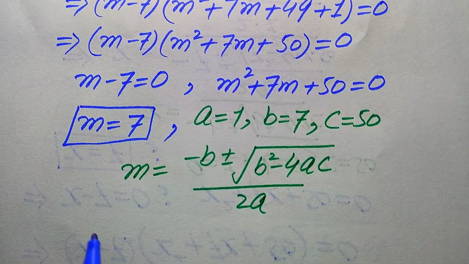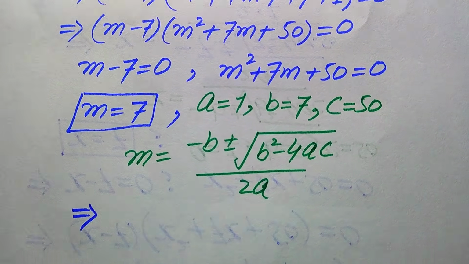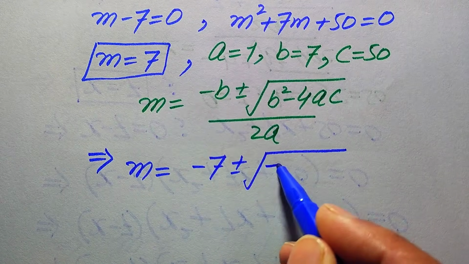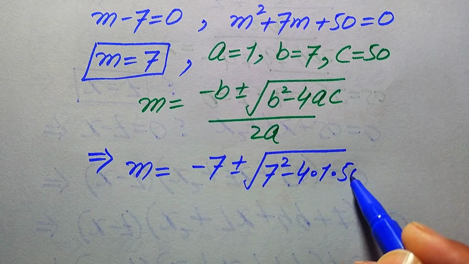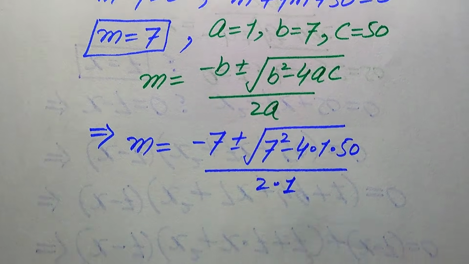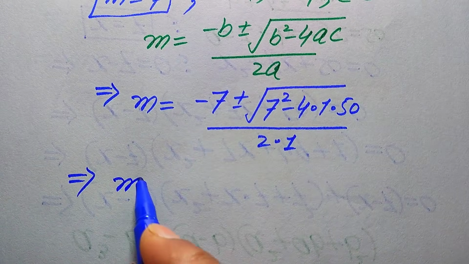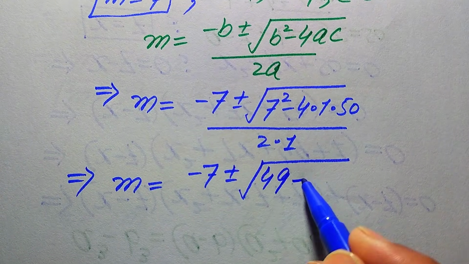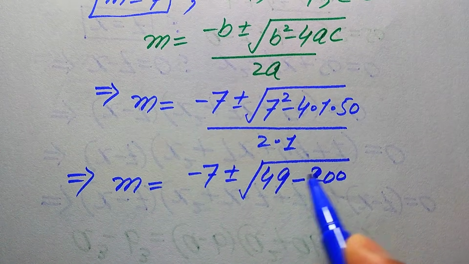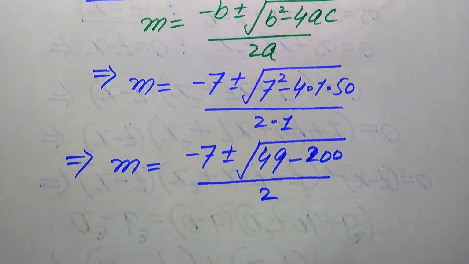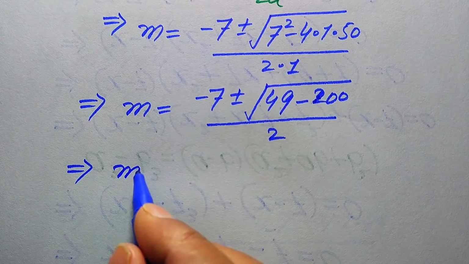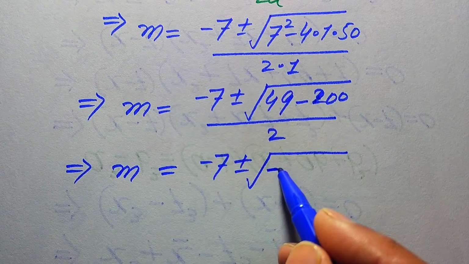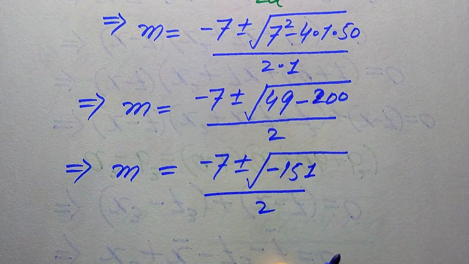Here we substitute all the values of a, b and c in this formula, and it becomes m equals minus b, where b is 7, plus minus square root of b square, which is 7 square, minus 4 times a, which is 1, times c, which is 50, divided by 2 times a, where a is 1. Further, m equals minus 7 plus minus square root of 49 minus 4 times 50, which is 200, divided by 2 times 1, which is 2. With more simplification, m equals minus 7 plus minus square root of 49 minus 200, which is minus 151, divided by 2.